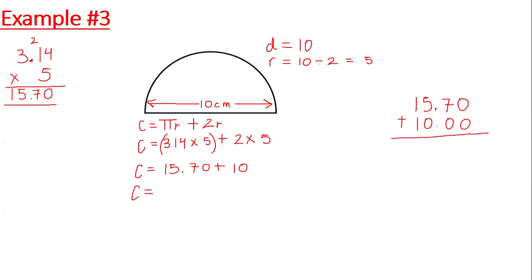25.70. So 0 plus 0 is going to be 0. 7 plus 0 is 7. Put the point down. 5 plus 0 is 5. And 1 plus 1 is 2. So it's going to be 25.70. Very good.